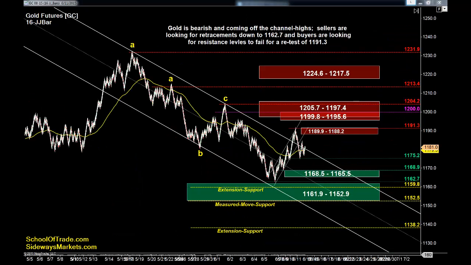Let's wrap up. Moving to gold here. A little bit of gold here now. Gold is bearish, coming off the channel highs. Really not a lot has changed here on gold since the beginning of the week. At the beginning of the week, we talked about the fact that we were trying to come off these highs. Well, we got off these highs. Now the sellers are ready to engage. And so, again, bears, you guys have control over this. Sell those retracements at resistance areas.